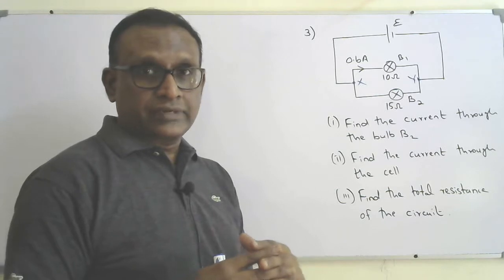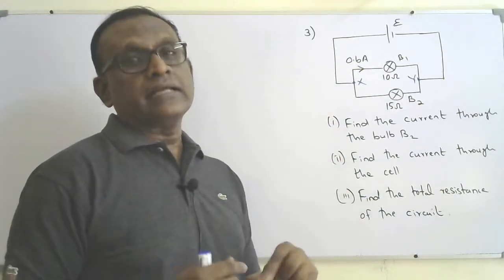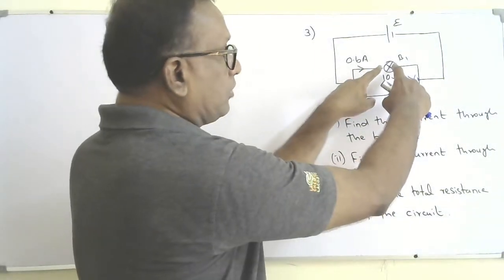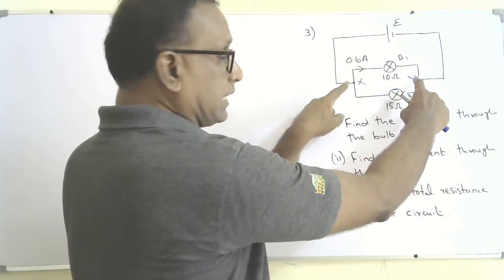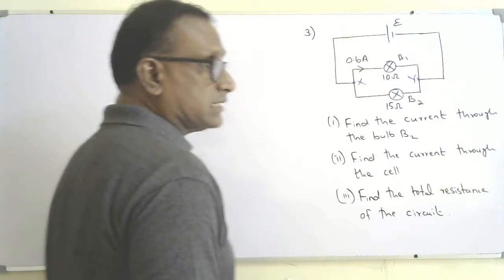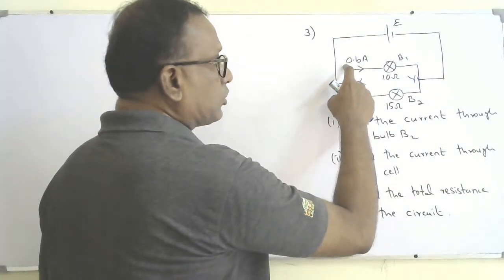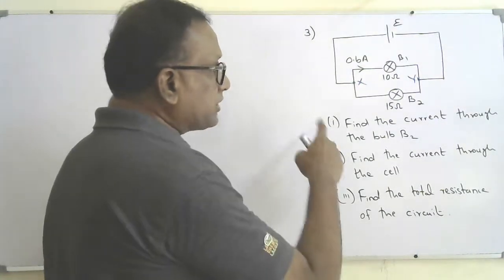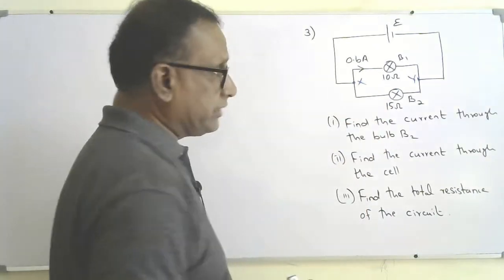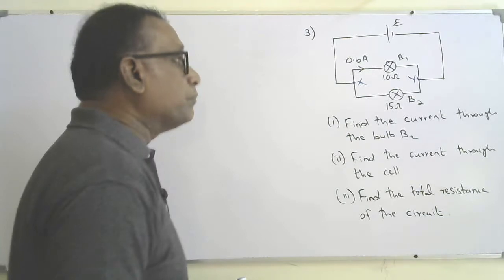That's the way we should identify. If two components are directly connected across two junctions, then they will be in parallel. And you know the voltage across V1 will be same as the voltage across the junction. Voltage across V2 also will be same as the voltage across the junction. Okay. So here the current through the bulb V1 is given 0.6 amperes. So the first question, the resistances are given, V1 10 ohms and V2 15 ohms, but the EMF is not given. The question, find the current through the bulb V2.